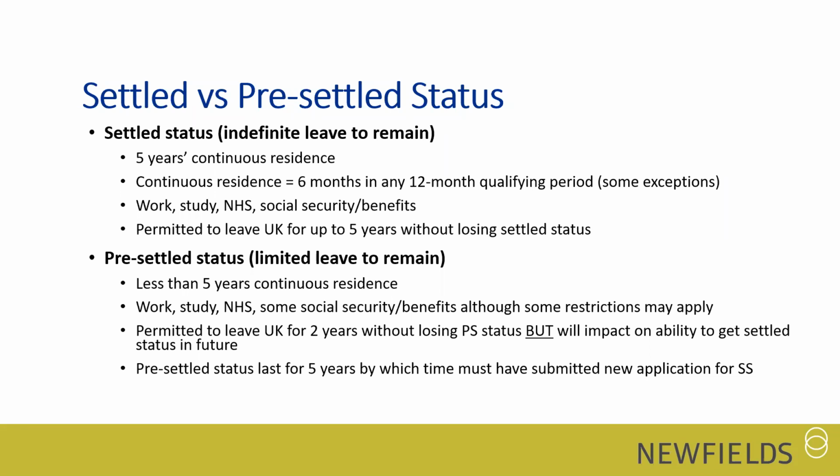Settled status is applicable to those individuals who've been residing in the UK for 5 years or more. That's 5 years of continuous residence. Continuous residence means at least 6 months in any 12-month qualifying period. There are some exceptions to this for individuals in particularly difficult circumstances. Perhaps that individual has been seriously ill and has wanted to go home to seek medical treatment from their home state.